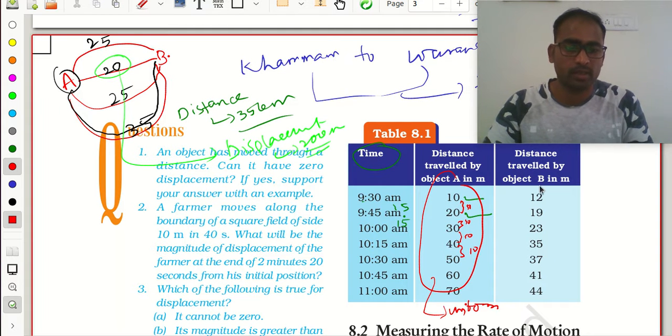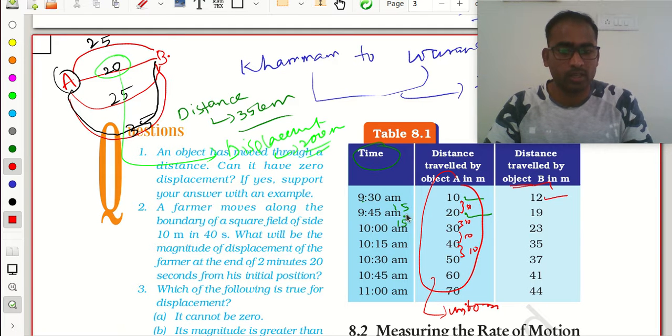But if you see the third column, the distance traveled by object B: at 9:30 it is at 12 meters distance. Then at 9:45, after 15 minutes, it is at 19 meters. So what is the difference? 7 meters. Then at 10 a.m. it is at 23. So what is the difference? 4 meters. And at 10:15 it is at 35 meters. What is the difference? 12.